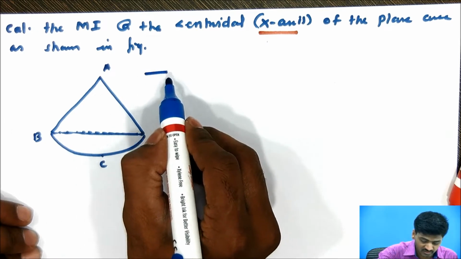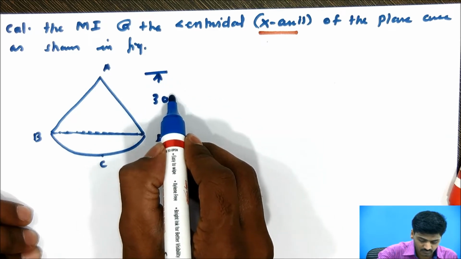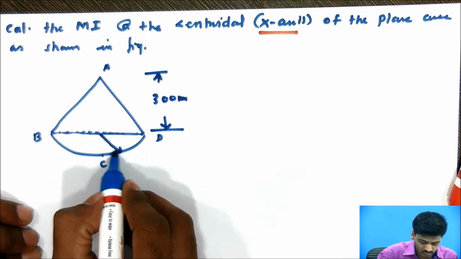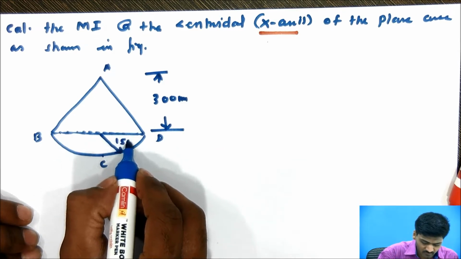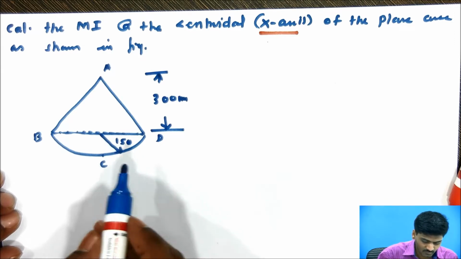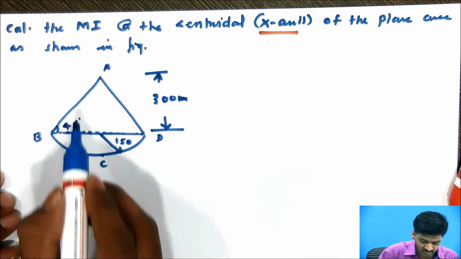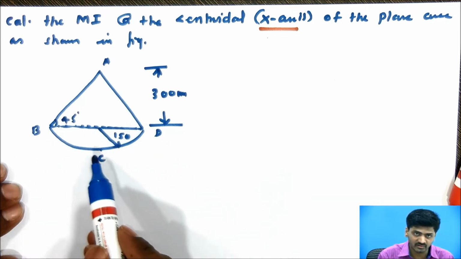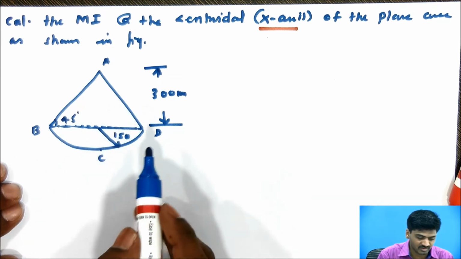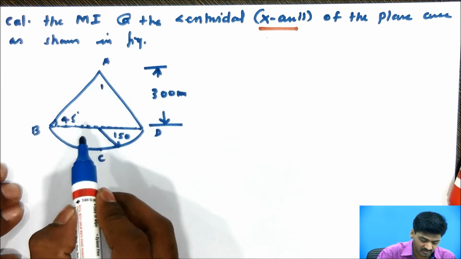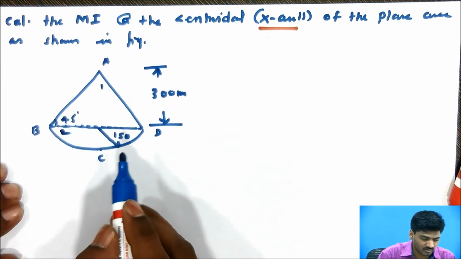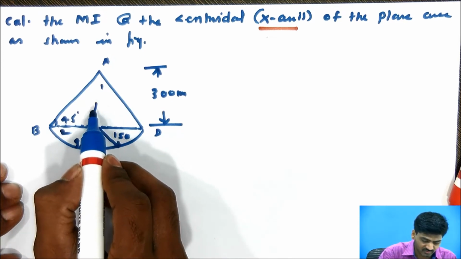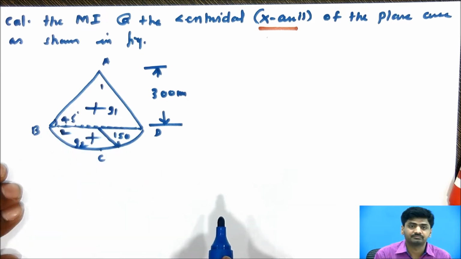The vertical dimension is 300 mm. Now the radius is 150 mm. This is 45 degrees. So one is ABD, this is your triangle, BCD, this is the semicircle, two figures they have mentioned. I am considering this is my figure number 1, this is my figure number 2. So this is G2, and here you may consider this is nothing but your G1.